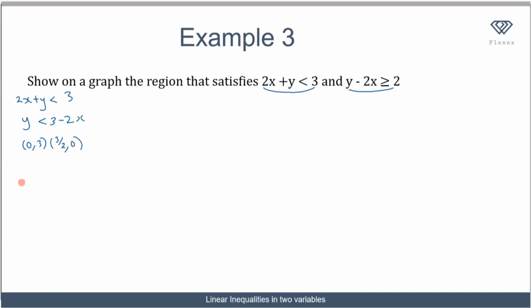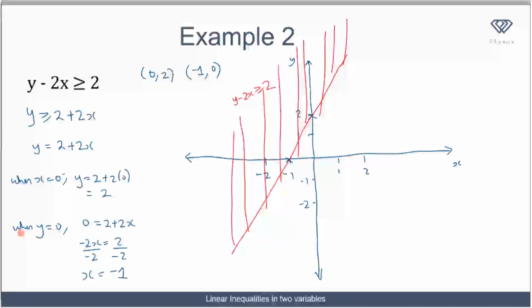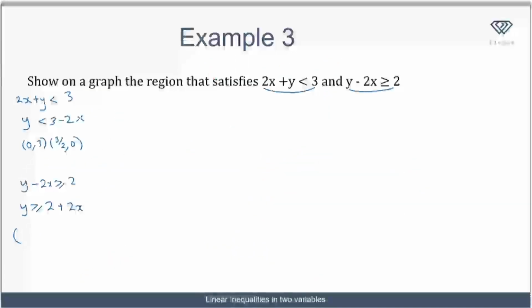Now for this second inequality that we just finished solving, in which we have y minus 2x greater than or equals to 2, when we made y the subject of formula, we got y greater than or equals to 2 plus 2x. And for the coordinates, what did we get? We got 0, 2, and we got minus 1, 0. So we'll try to locate these 2 points now on the Cartesian graph.